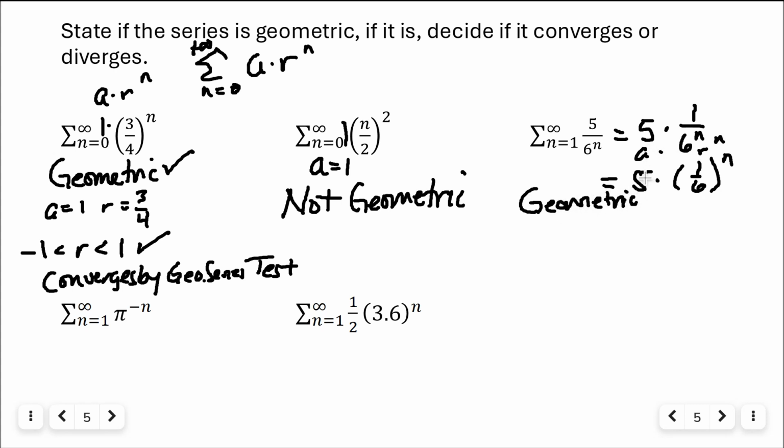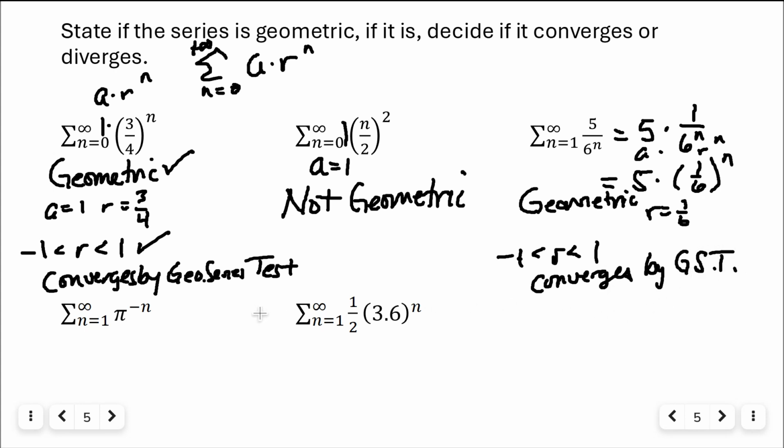Okay, we know a is 5, r is 1/6, and since r is between -1 and 1, this series converges by the geometric series test. Okay? All right, let's try the next one.